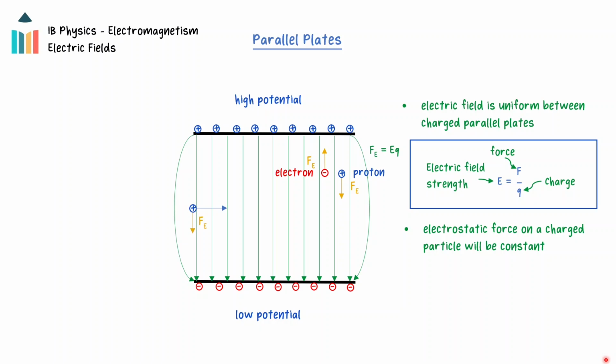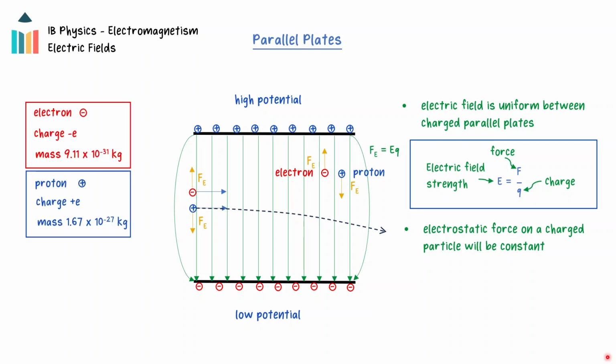The charged particle will follow a parabolic path and undergo projectile motion within the field. If we consider a proton and an electron entering the field horizontally with equal velocities, the force acting on the proton will point towards the negatively charged plate, in the direction of the electric field lines. The force acting on the electron will point towards the positively charged plate, in the opposite direction of the field lines. The force acting on the charges is equal to the electric field strength times the charge Q.